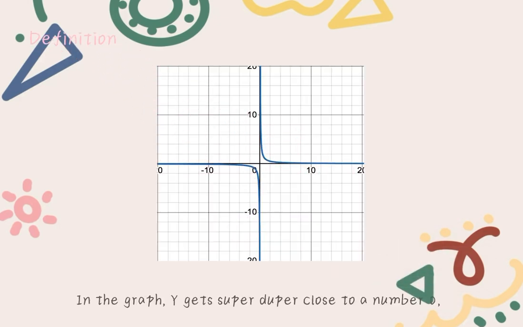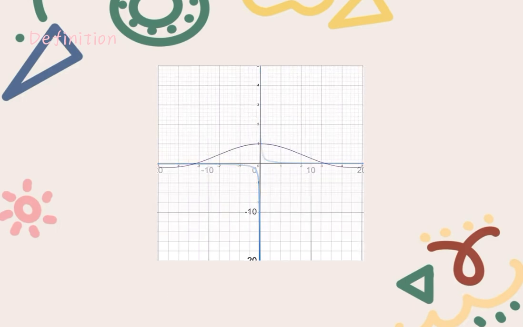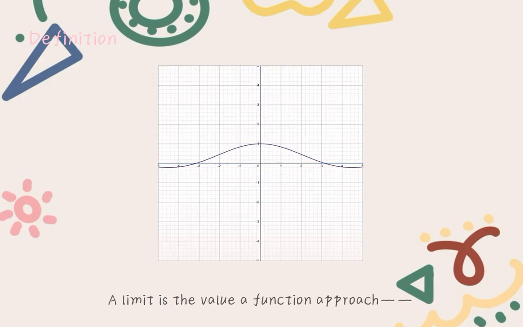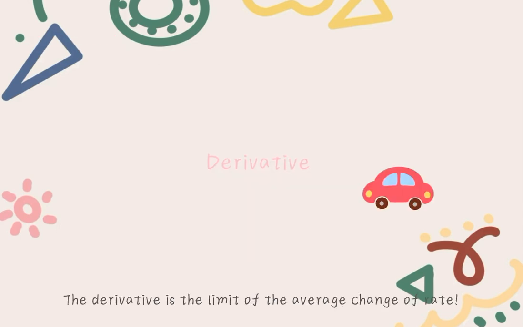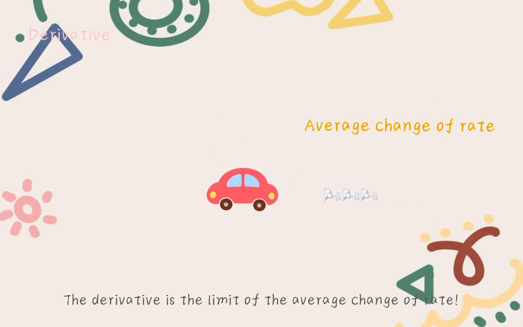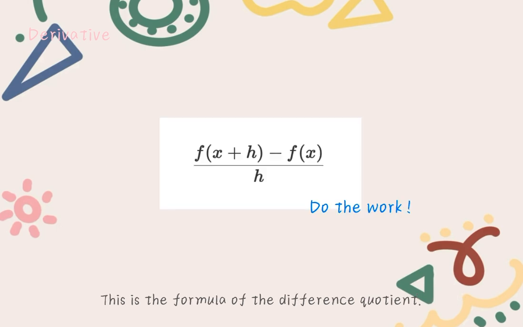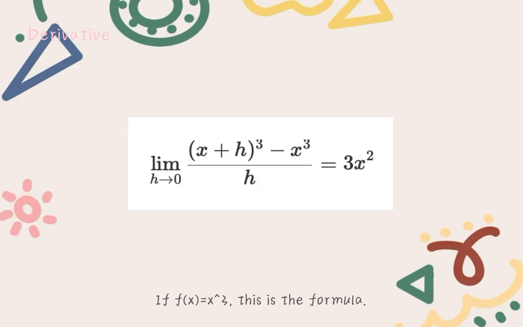In the graph, y gets super close to a number, 0, but never quite touches it. A limit is the value a function approaches, like sin x over x gives 1 as x goes to 0. The derivative is the limit of the average rate of change. This is the formula of the difference quotient. If f(x) equals x^3, this is the formula.